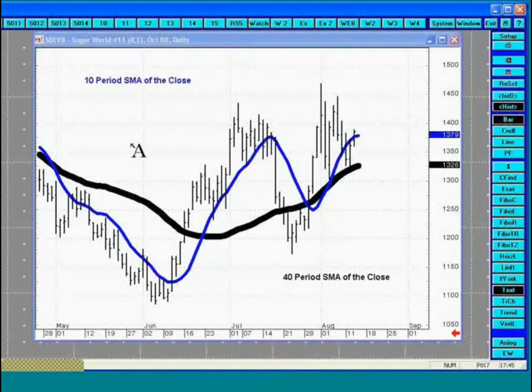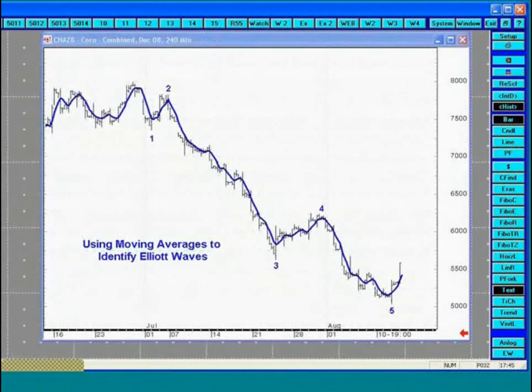I don't see any more questions coming in. And the next section is kind of an exciting section because I'm going to show you something you may or may not have known about moving averages. You can use moving averages to identify Elliott waves. And initially, if you're new to the wave principle, I actually recommend using a moving average.